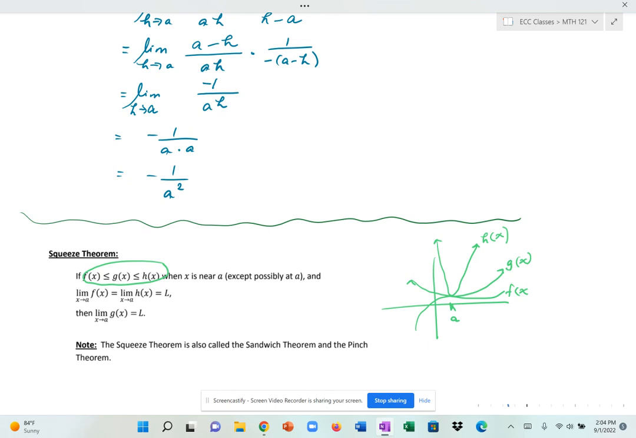So what the theorem is saying is if you can establish a relationship like that, like an inequality like this, and you can show that the limit of the function that's below and the limit of the function that's above both exist and are equal, then you can draw a conclusion that the limit of the function in the middle has the same exact limit value.